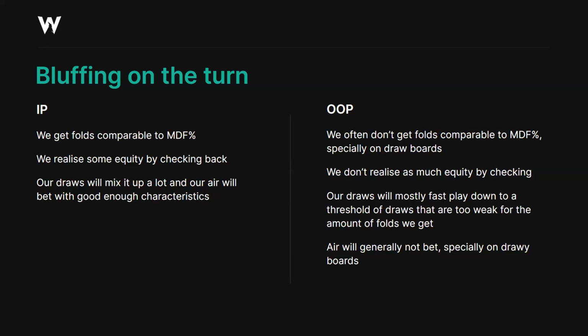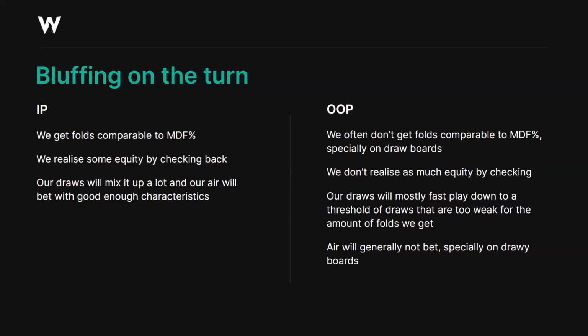In position, when we bet, we get folds comparable to MDF, meaning bluffing with just about anything is going to be roughly 0 EV, sometimes positive EV, because our opponent is going to fold enough that our risk to reward ratio is going to be good enough to bet. We realize some equity by checking back. Whether we're on the flop or the turn, when we check back, a card comes, we get closer to showdown, and we just see if we hit our draw or not, or if we hit our 2 pair or not, right? We realize some equity by checking back.